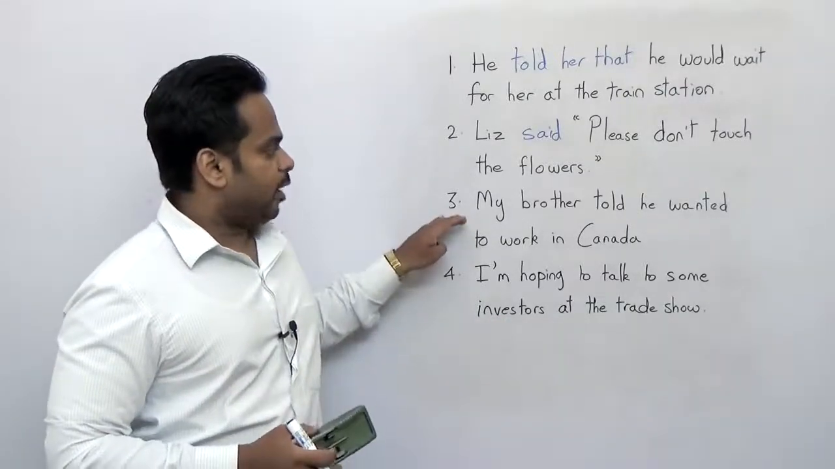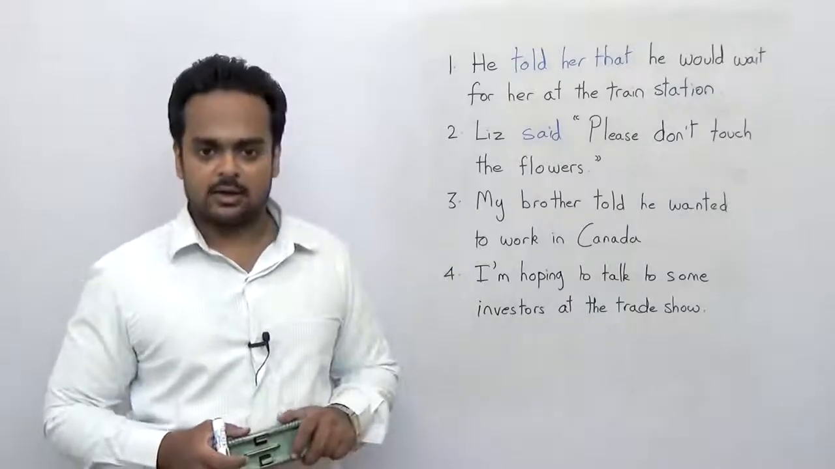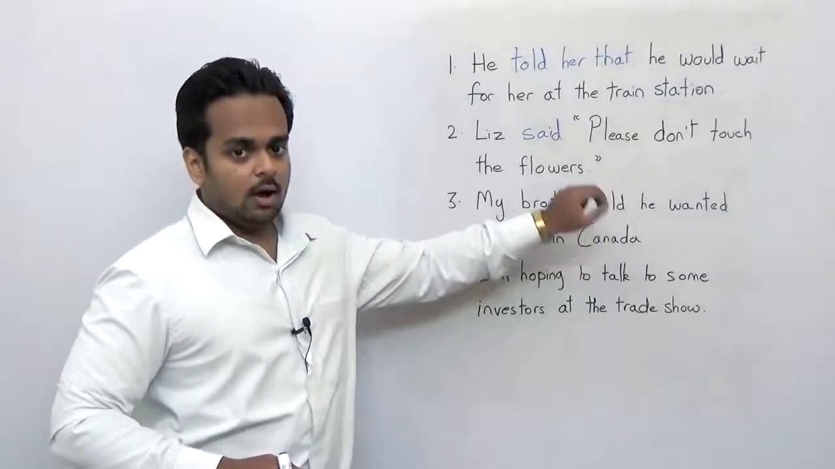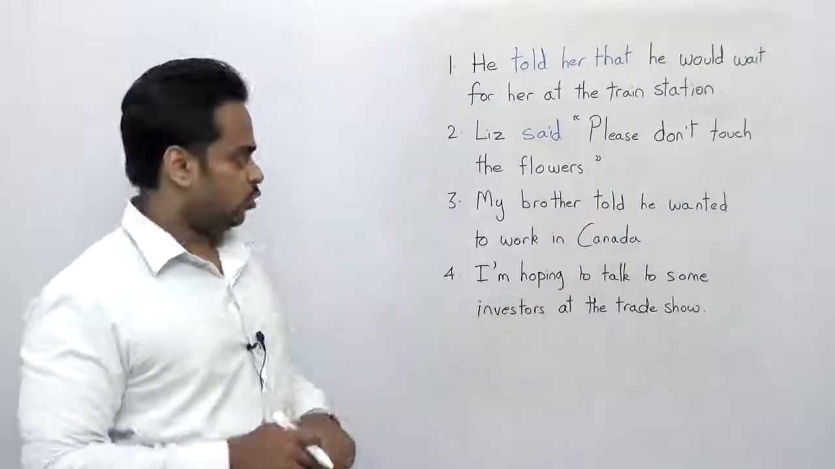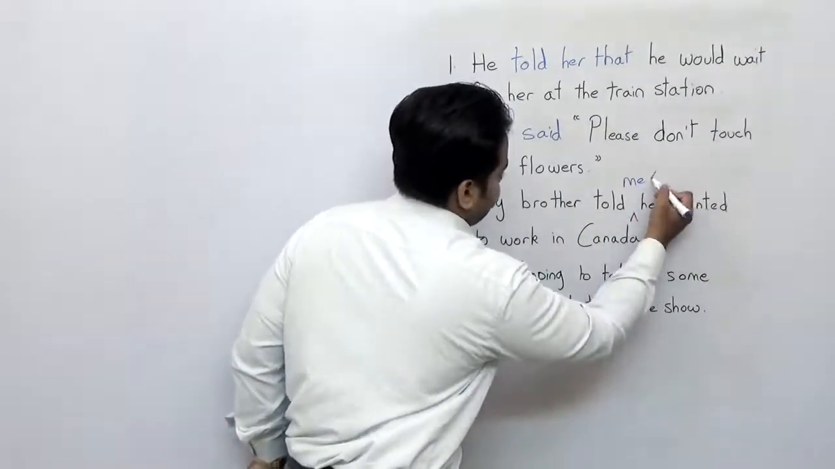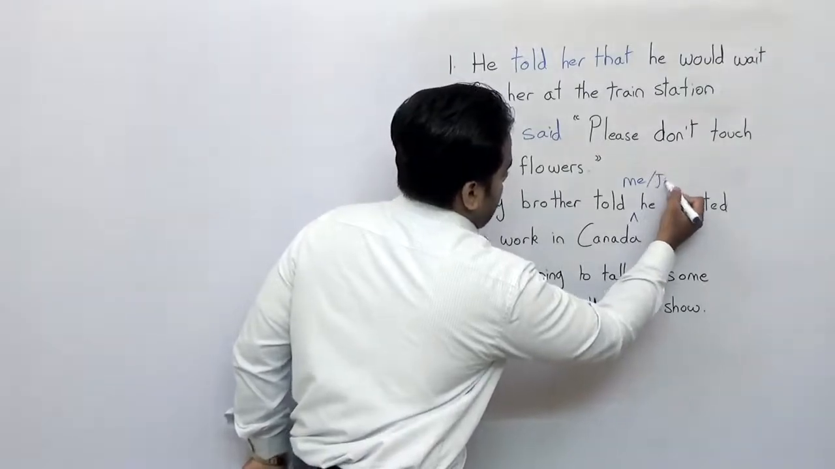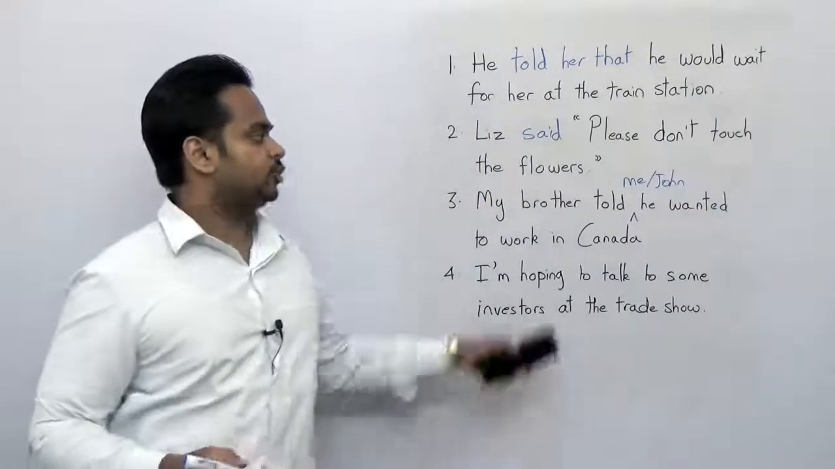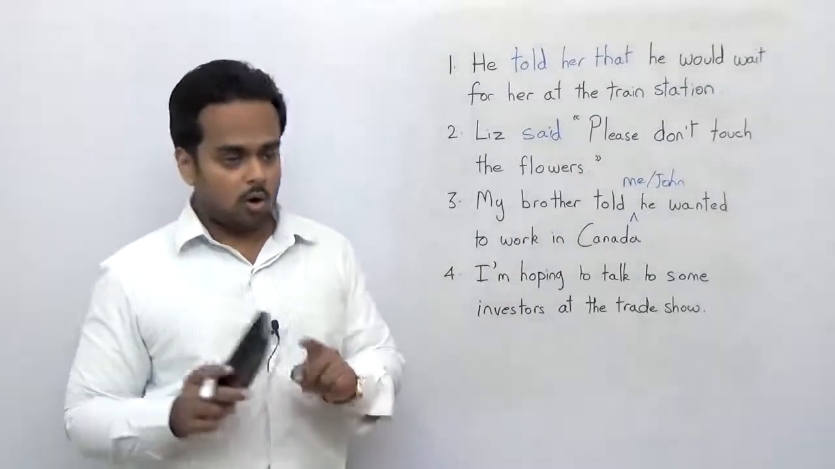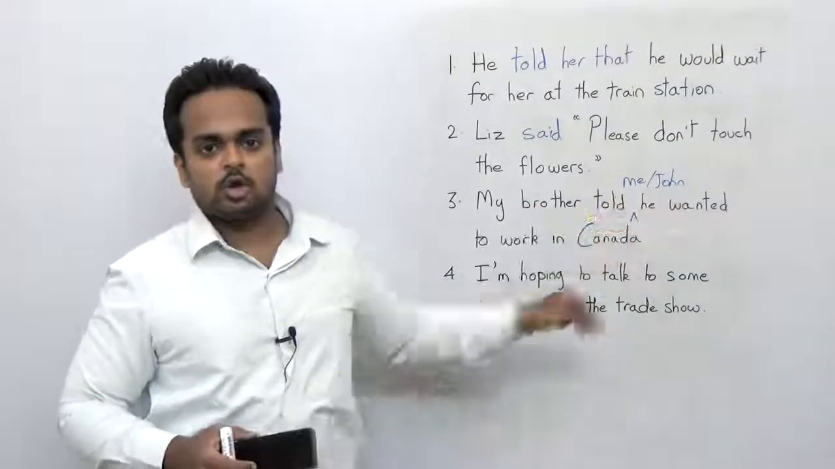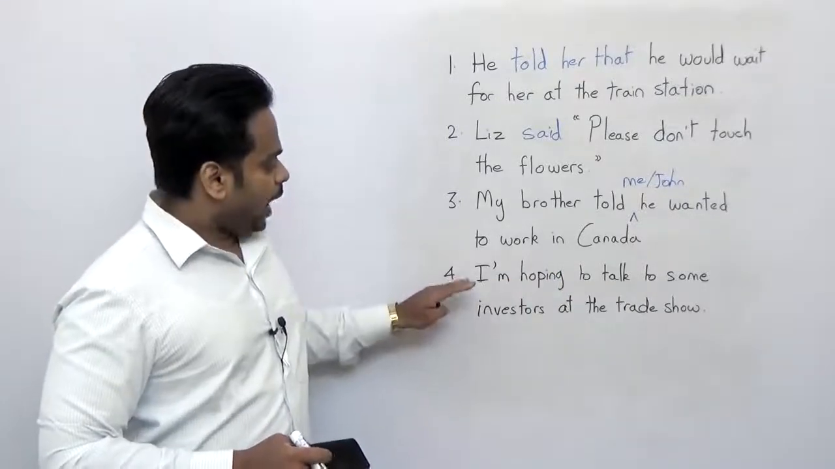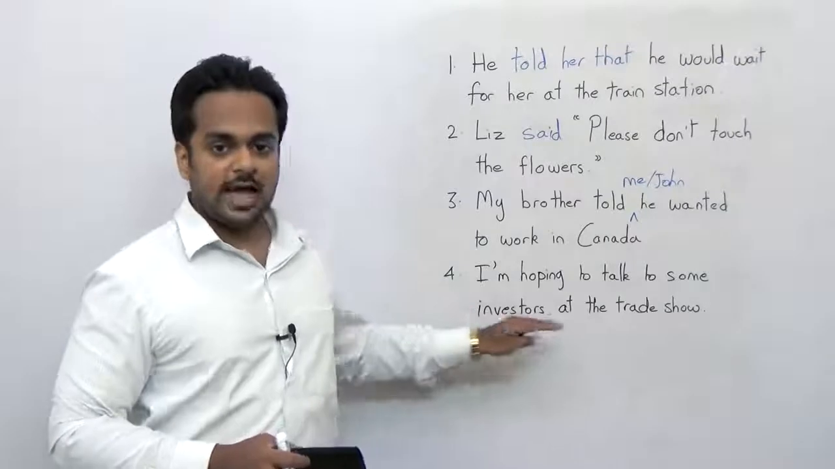Number 3, my brother told he wanted to work in Canada. What's the problem? The problem is that tell always needs to take an object. So my brother told me, or my brother told John, it can be any object. My brother told me he wanted to work in Canada. My brother told John he wanted to work in Canada. Or you can say, my brother said he wanted to work in Canada. That's also correct.